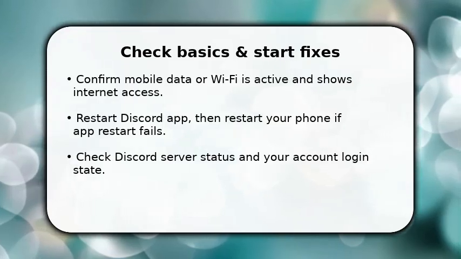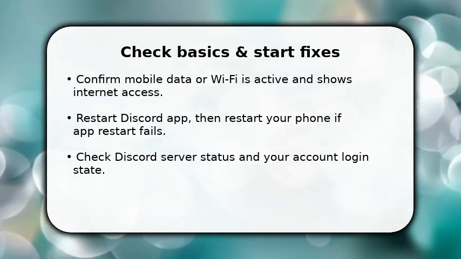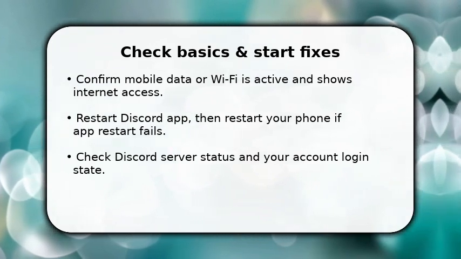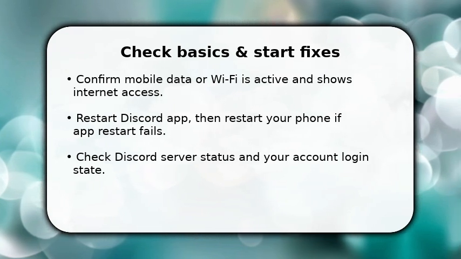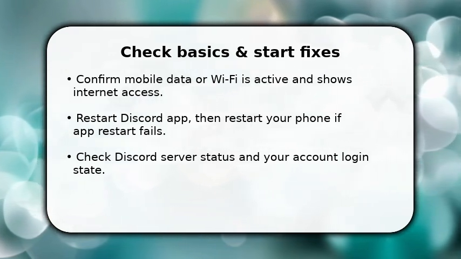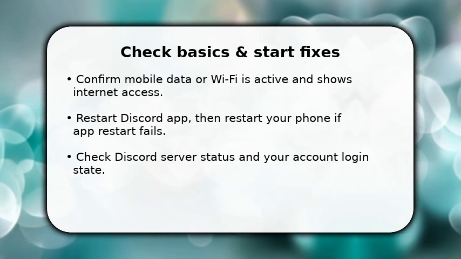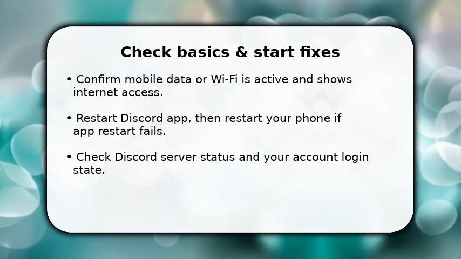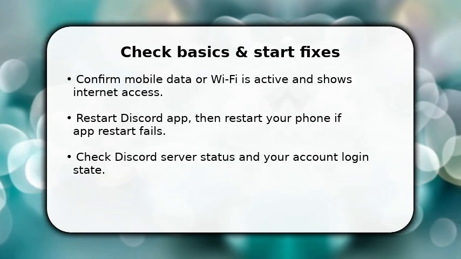You begin by confirming connectivity and eliminating easy causes. First, verify your phone has internet, Wi-Fi, or cellular, and that web pages load. Next, force quit Discord and reopen the app. This clears transient failures. If problems persist, reboot your device to refresh network stacks and app permissions. Also, make sure you're logged into the correct Discord account. Once done, note any error messages and proceed to app and network settings for deeper troubleshooting.